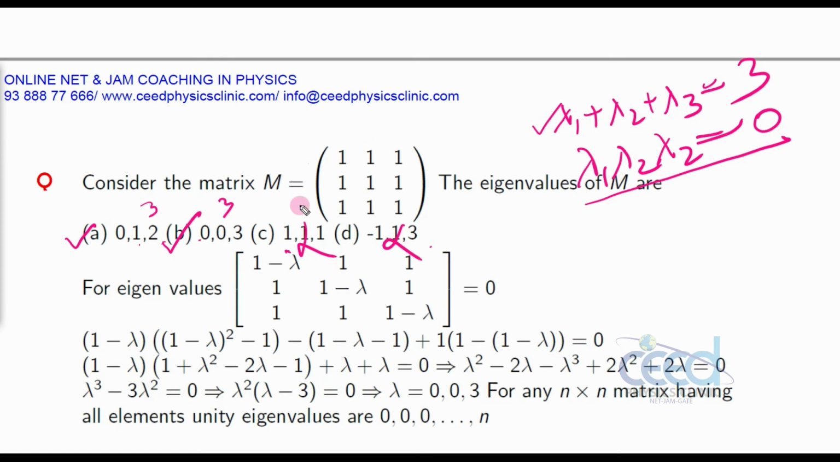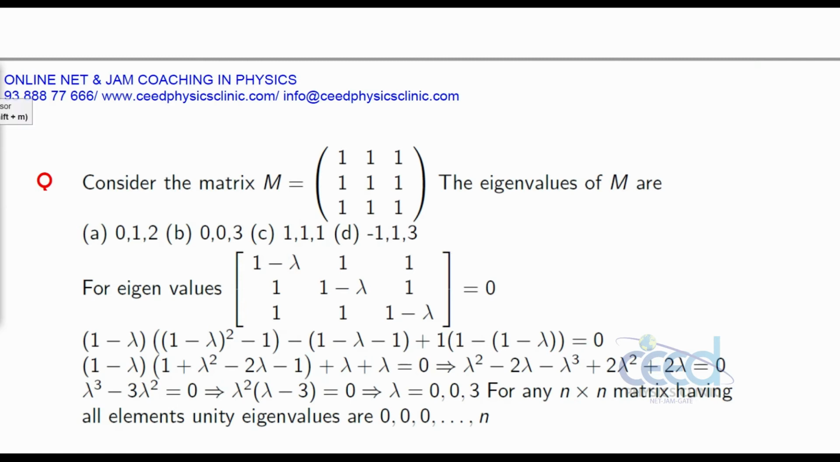If all the elements are equal, then you can directly write that two eigenvalues are the same, that is 0, and the third eigenvalue will be the order of this matrix, that is 3. So this is the answer. For any matrix you can try and calculate by the ordinary method, this will be satisfied. The only condition is all elements should be equal, which you can verify by calculating determinant of A minus lambda I equal to 0.